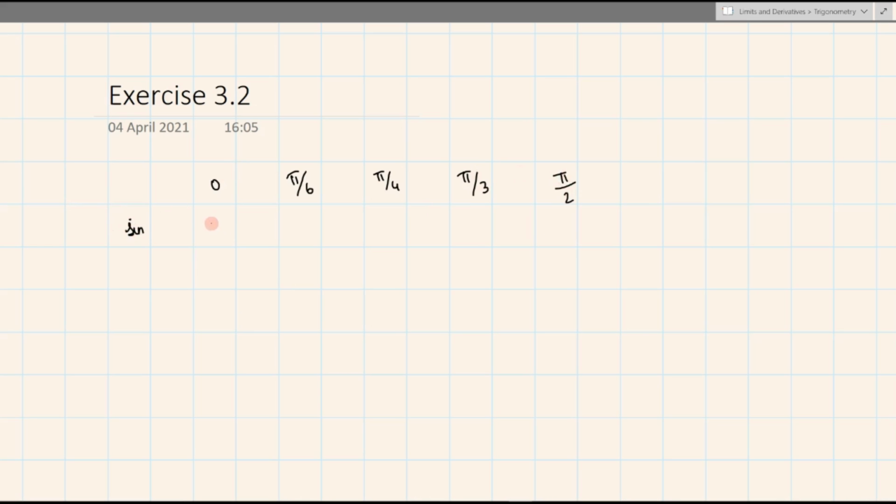Sine 0 is 0, sine 30 is half, sine 45 is 1 by root 2, sine 60 is root 3 by 2, and sine pi by 2 is 1. So cos 0 is 1, so we just have to write it in reverse. Cos 30 degree is root 3 by 2, cos 45 is 1 by root 2, cos 60 is 1 by 2, and cos 90 is 0.